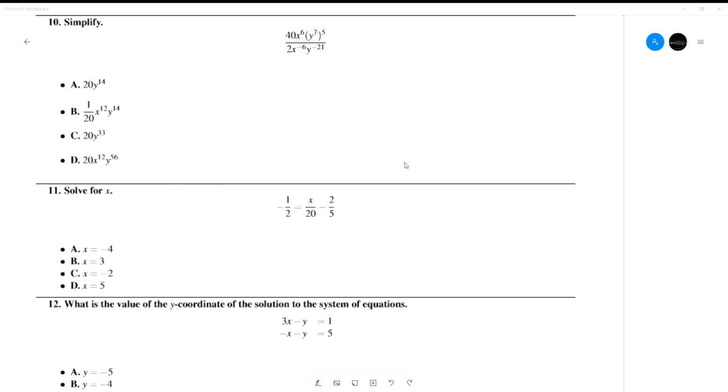We have to simplify this, and I'm looking to see if there's parentheses and an exponent outside, and it only seems to affect the y here, right? Okay, so let's do this. This fifth power out here doesn't affect the x or the 40. So I can just simplify the 40 over 2 into 20. And then the x's, right? You have x to the 6 over x to the negative 6 is equal to what? x to the 6 minus negative 6, which is x to the positive 12. Right? Everyone got that?